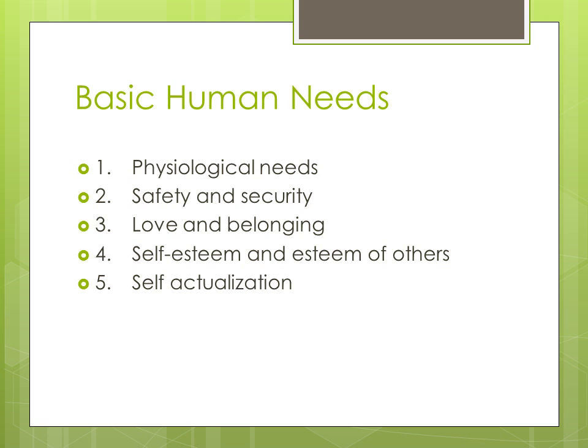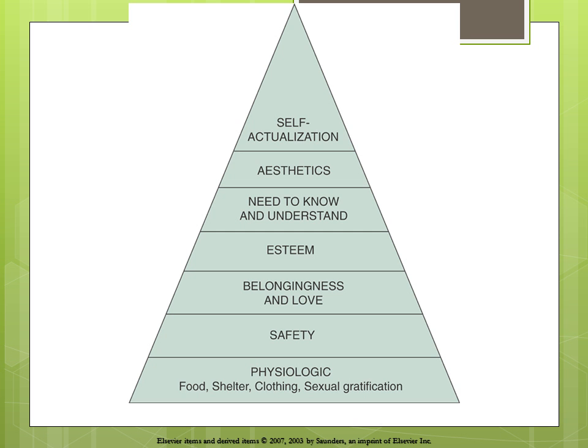So, basic human needs. This is actually taken from Maslow's basic hierarchy of needs. Number 1 is your physiological needs. Number 2, safety and security. Number 3, love and belonging. Number 4, self-esteem and esteem of others. And number 5 is self-actualization. So this is the image of Maslow's hierarchy of needs.